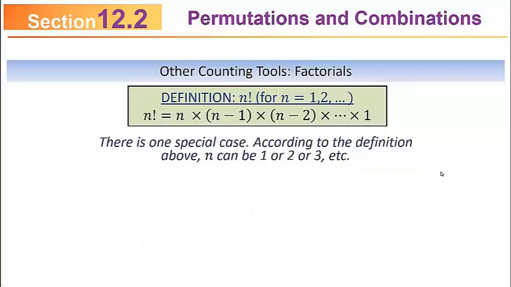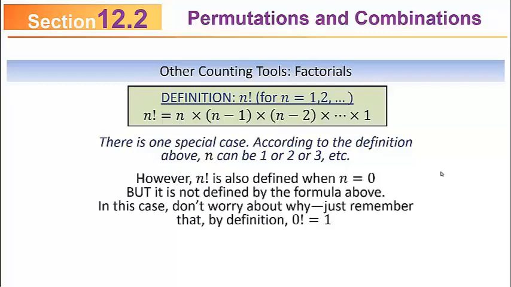There is one special case that doesn't follow that pattern. As long as n is 1 or 2 or 3 or 4 or any counting number, you can use this formula. But there is a need occasionally for us to define what happens when you get 0 factorial. And it turns out that 0 factorial is by definition equal to 1. I'm not going to talk about why. At this point it doesn't matter. But in order for our factorials to work the way we want them to work, we have to define 0 factorial to be 1. That's the one that you just have to memorize. It doesn't follow the pattern for the others.